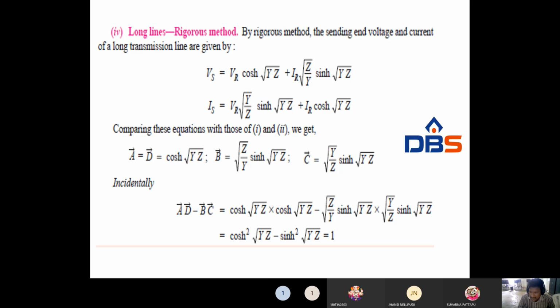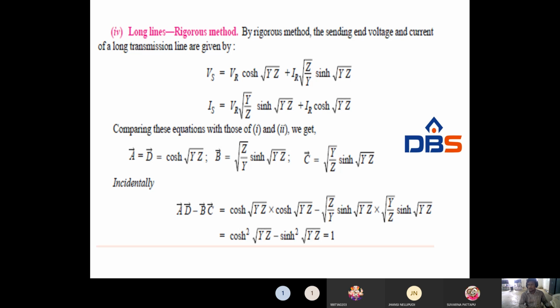Determination of ABCD constants for long lines. Long lines means rigorous method only, right? And we determine the sending end voltage and sending end current for the rigorous method as in the last classes. For the rigorous method we have to calculate the sending end voltage, sending end current, and then regulation and efficiency. Now I am taking the sending end voltage and sending end current equations.